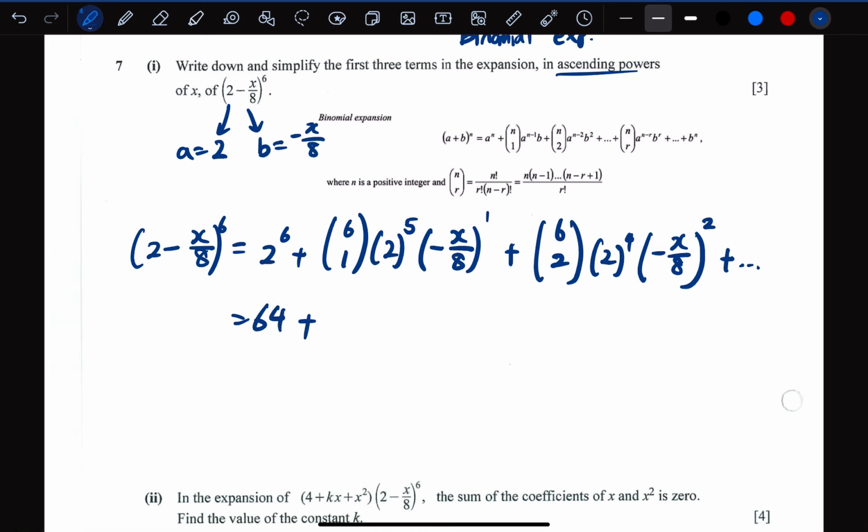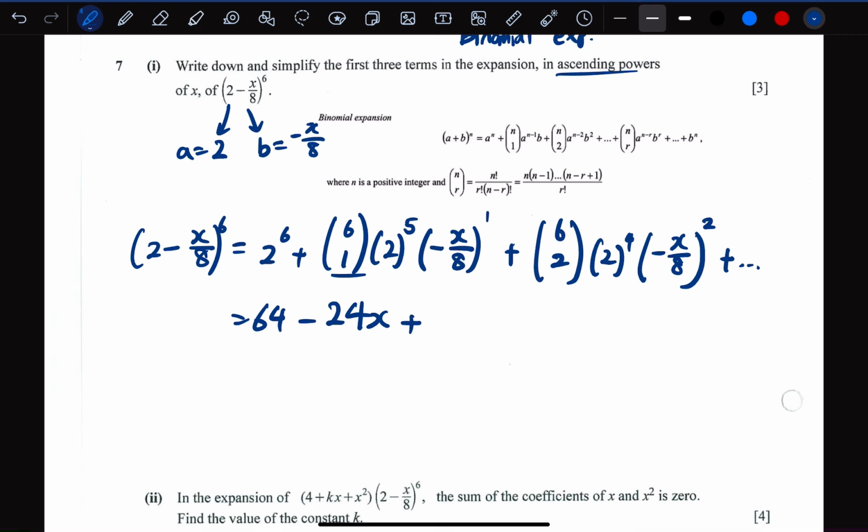2 to the power of 6 is 64, right? This one is 6 choose 1, which is just 6, times 2 to the power of 5, we get 192. 192 divided by 8, and here we have a negative, so we change the plus to a minus, and we get 24x.